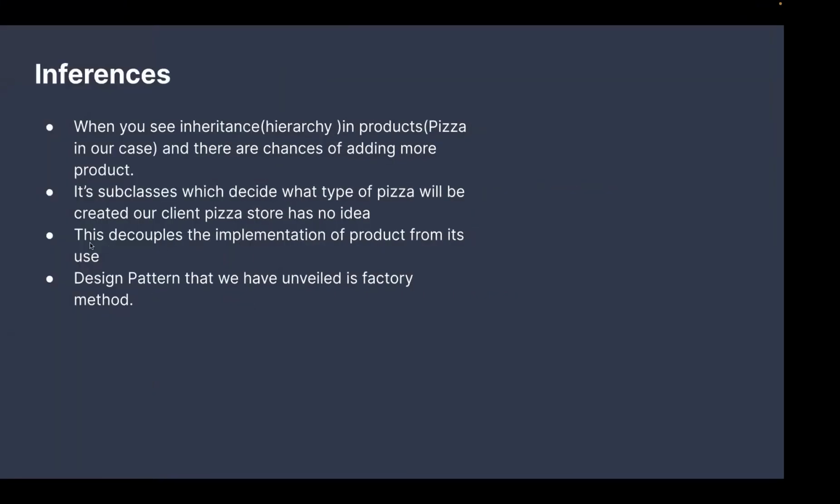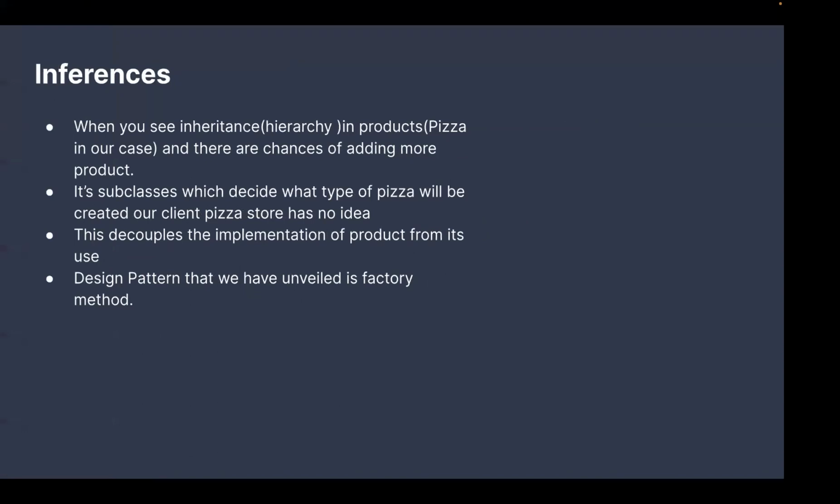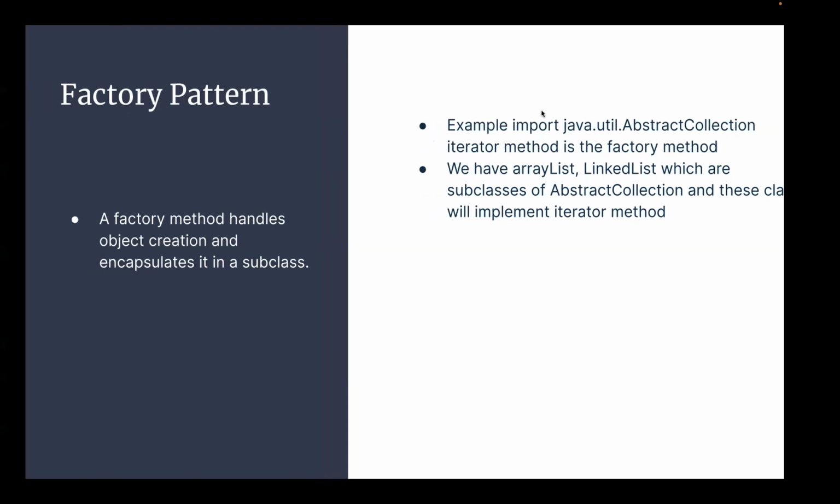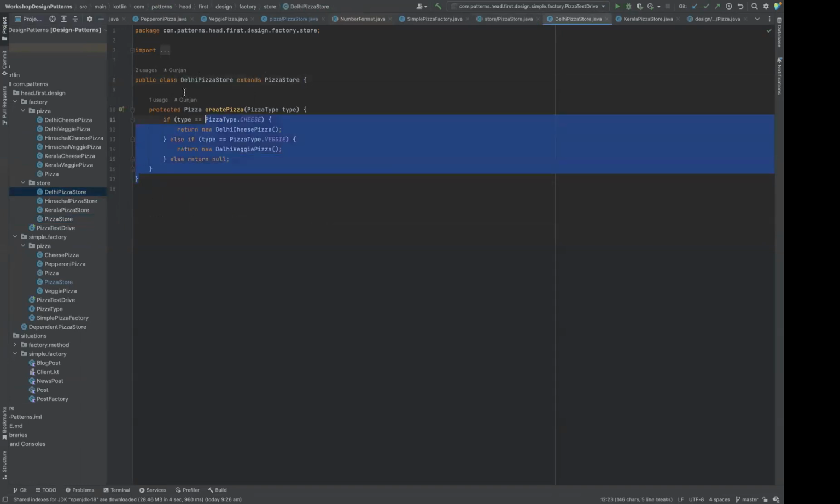This basically decouples the implementation of the product from its use, or basically the operation that we are going to perform on it. The design pattern that we have unveiled is the factory method. So a factory method handles object creation and encapsulates it in a subclass, the way we have already seen that we have encapsulated the object creation in the subclass.